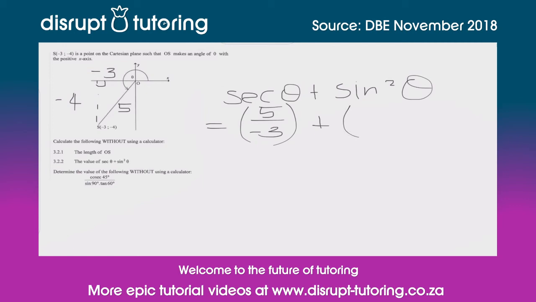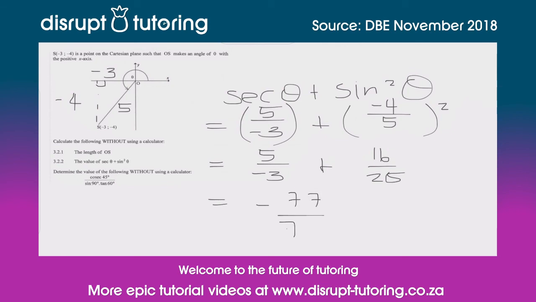Right, sine squared theta, we're going to put our brackets, we're going to put a square on the outside so that we remember to square that ratio that's on the inside. So we need to square that fraction. Sine theta is going to be opposite over hypotenuse. So here is our angle. The opposite side is that -4. So we're going to put the -4 over there, over our hypotenuse, which is the 5. Right, so now we've got 5 over -3 plus 16 over 25. Okay, and now we're going to compute that, and that is going to give us -77 over 75, and that will get you a really well-deserved 3 marks.